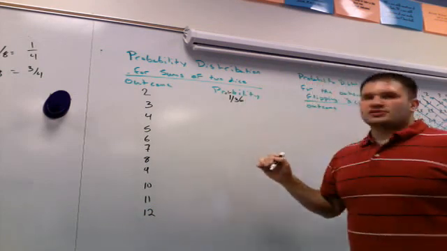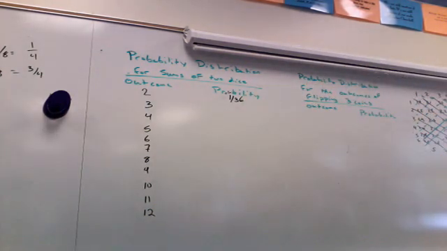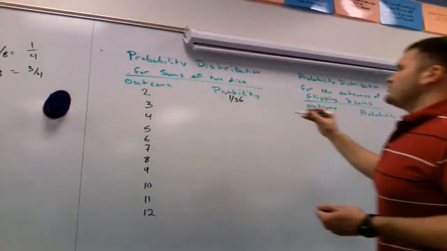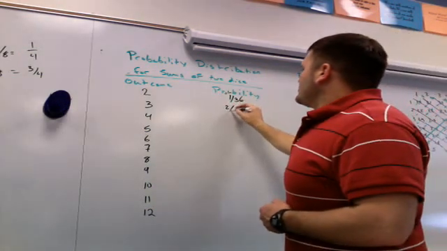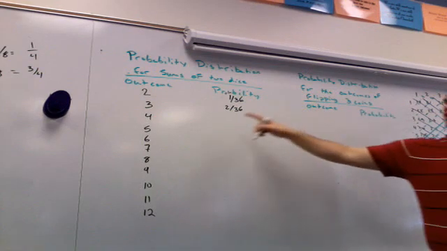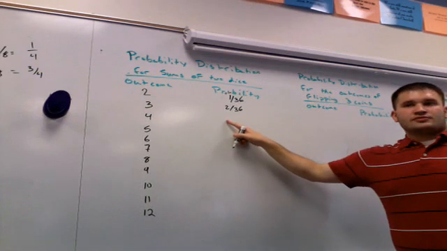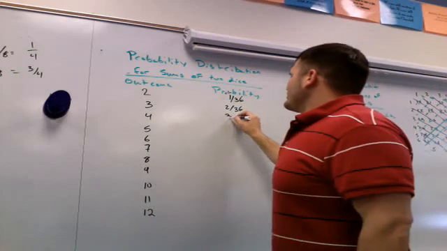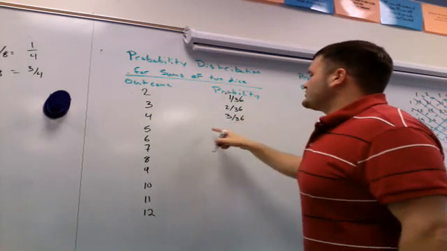Okay. Looking at your sample space for 2 6-sided dice, how many times can you get a 3? 2. So our probability is what? 2 out of 36, or you can write it as 1 over 18. All right. What about 4? How many times? 3. 3 out of 36. 5.